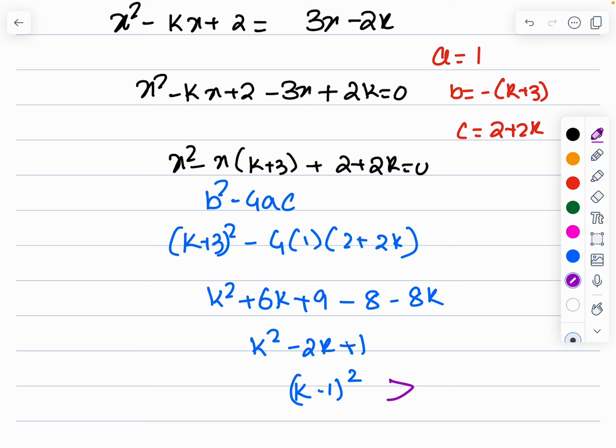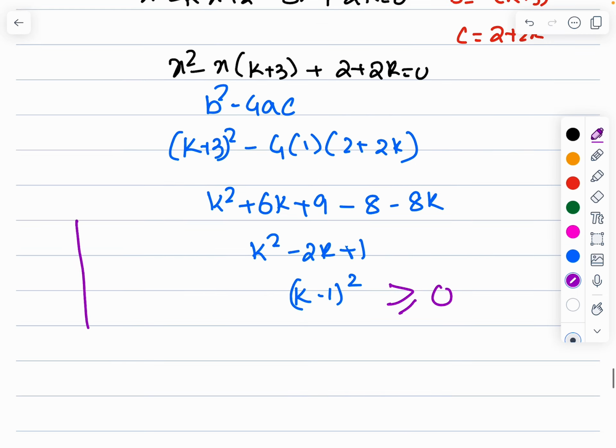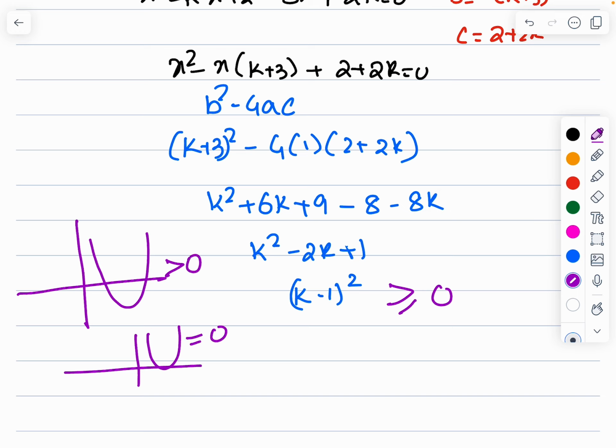We know that this is always positive, either greater than or equal to 0. So if at all it is greater than 0, it will be in this way. If at all it is equal to 0, it will be in this way. So always it will meet, even though greater than 0 also it meets and equal to 0 also it meets. So it always meets.